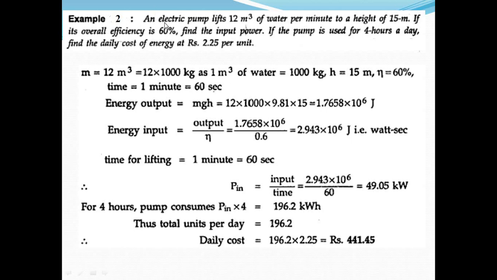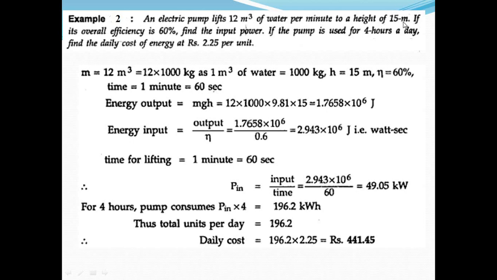Now consider an electric pump that lifts 12 meter cube of water per minute to a height of 15 meter. So the volume of the water is given as 12 meter cube. Now the conversion here is 1 meter cube is equal to 1000 kg. Hence the mass of the water is 12 into 1000 kg. Then the time required, T, is 1 minute, which is equal to 60 seconds.